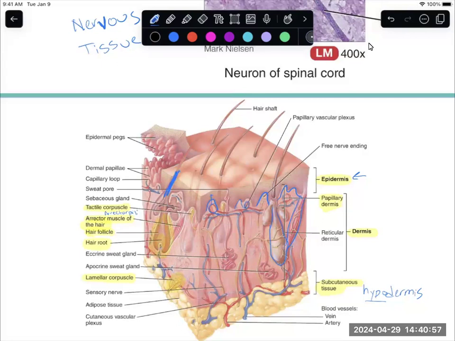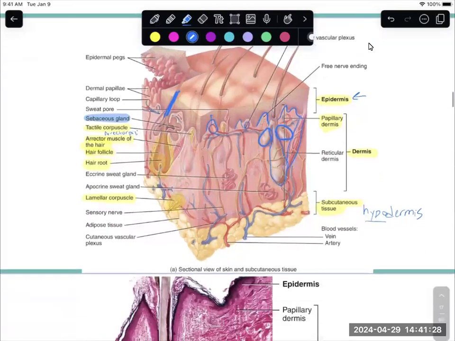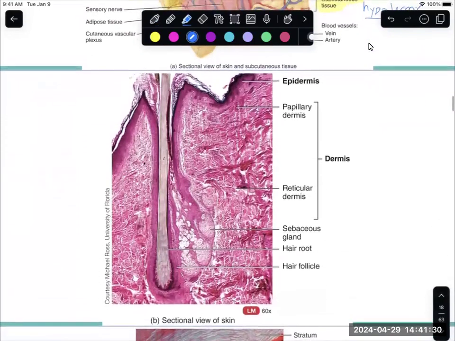Attached to our hair follicles, we have these glands here. They are called sebaceous glands. These are glands that make oil. This oil gets secreted out of these sebaceous glands and into these hair follicles that come out to your skin. This is what helps to keep your skin soft and your hair soft, the oil that's coming out of these sebaceous glands.